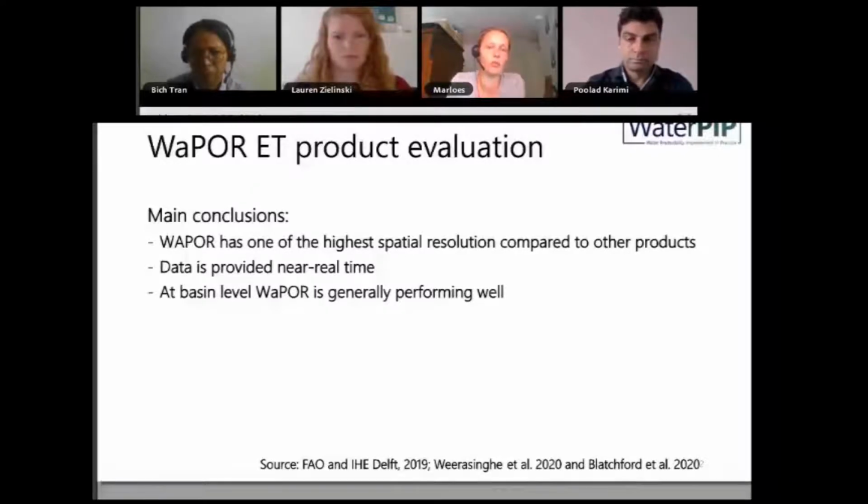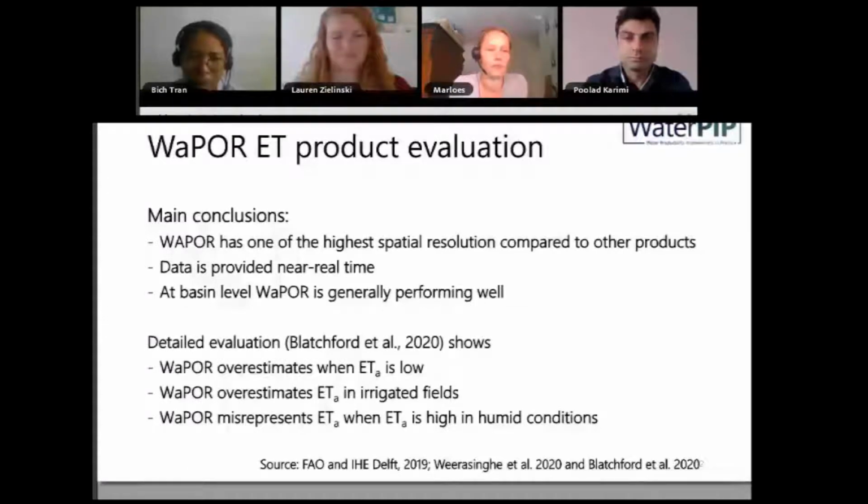So what are the main conclusions from the ET products? We see that WaPOR is one of the highest spatial resolution compared to the other products. The other products are of 1 kilometer or even higher. The data is provided near real time, which is also a major advantage. And at basin level, WaPOR is generally performing very well.